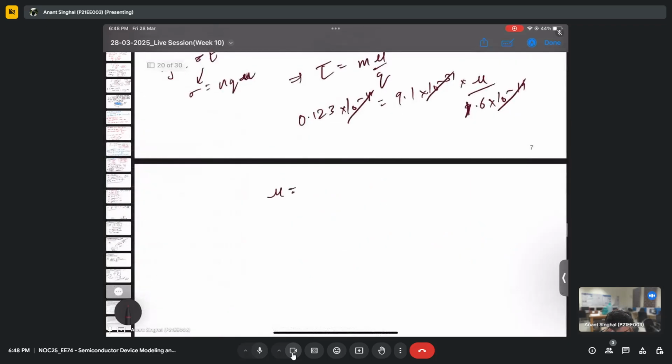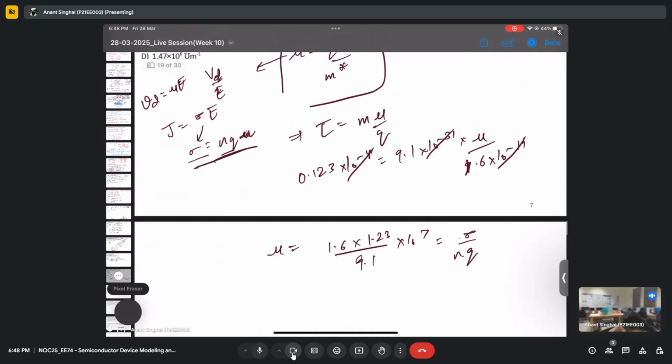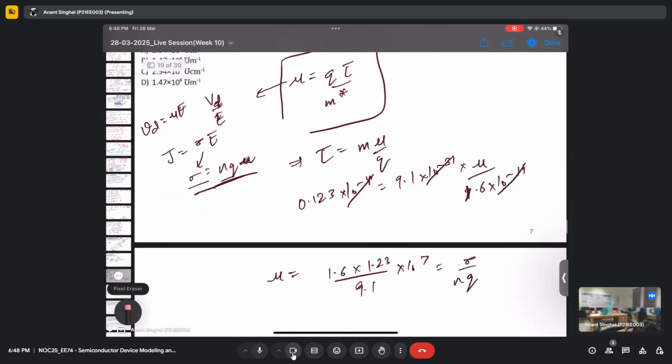So mu will be 1.6 times 1.23. That will become 7. 9.1 into 10 to the power 7. Okay. And this term is also equal to, as I said, sigma by nq. Right? So we can calculate conductivity from here. So what is the value of nq?